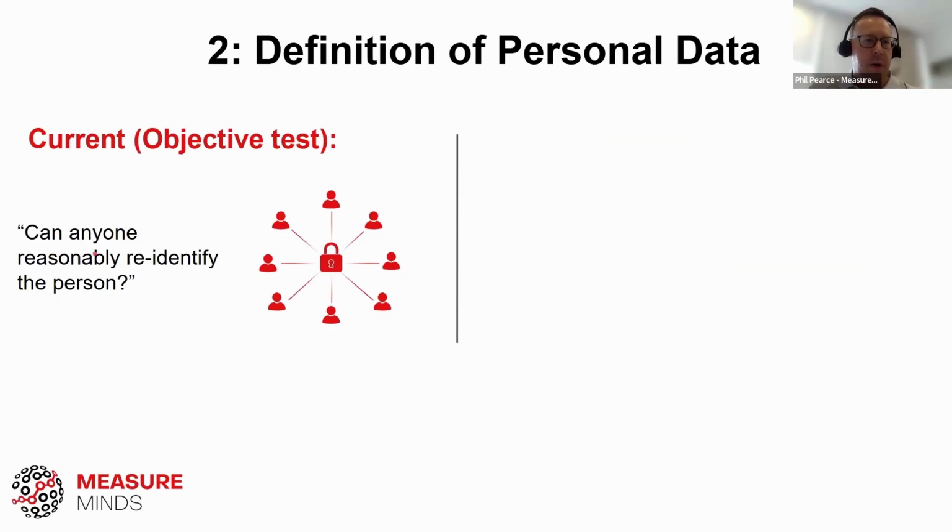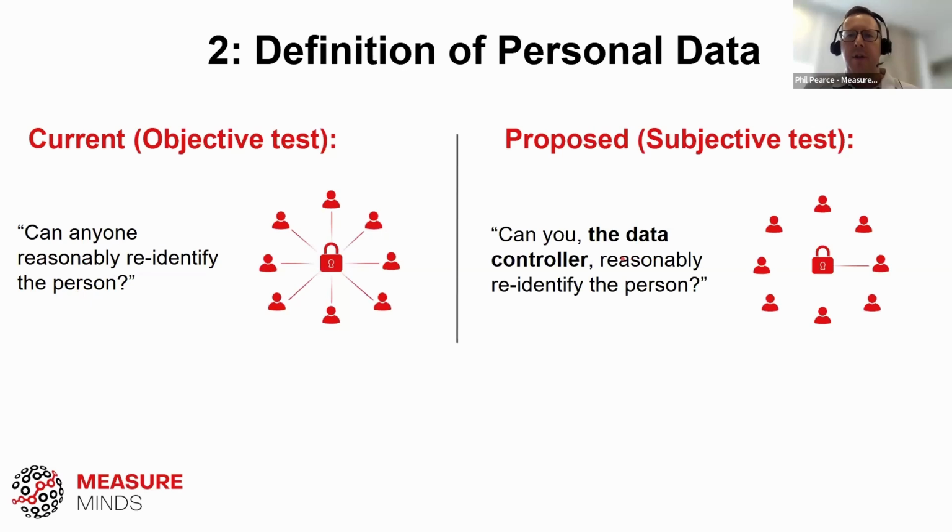So it's currently: what can you reasonably identify? Can you reasonably identify a person? Changing to: can the data controller reasonably identify? What does that mean in reality? It means, what does a cookie ID mean to you? If a cookie ID is just anonymous, you're okay, potentially.